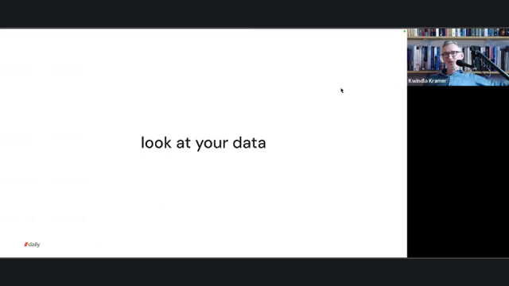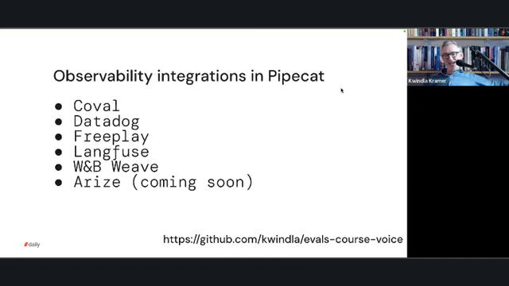So, what are we going to try to do here? We're going to try to look at our data and listen to it. And I'll just say that there are several observability integrations in Pipecat already. In production, you probably want to use one of these. Brooke from Koval is talking next, I believe.